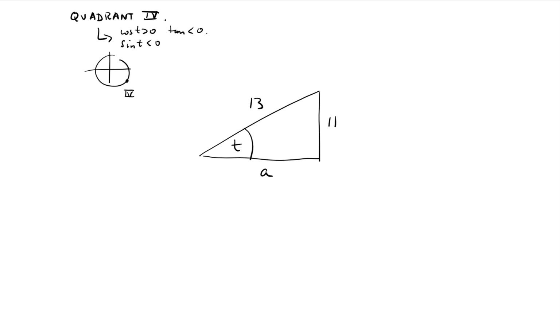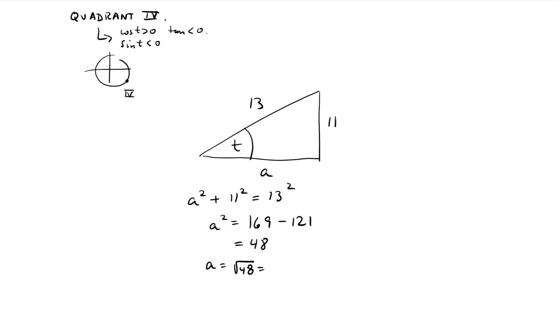That's easy. I use the Pythagorean identity. So a squared plus 11 squared is 13 squared. So a squared is 169, that's 13 squared minus 11 squared. And that's going to give us what? It's going to give us 48. So a is the square root of 48.